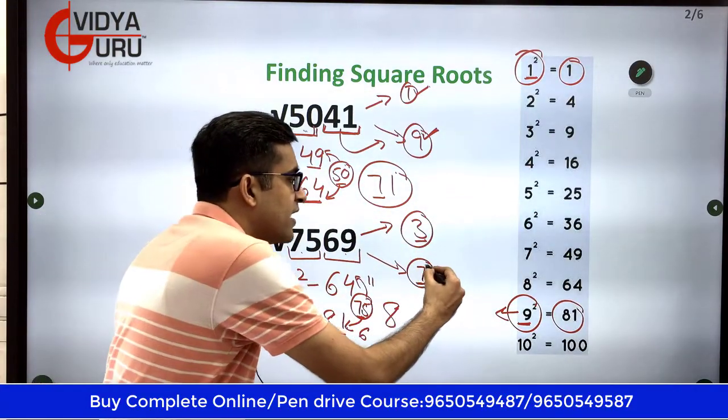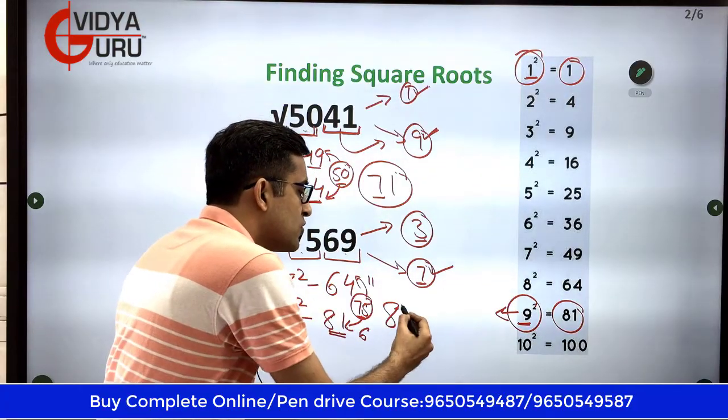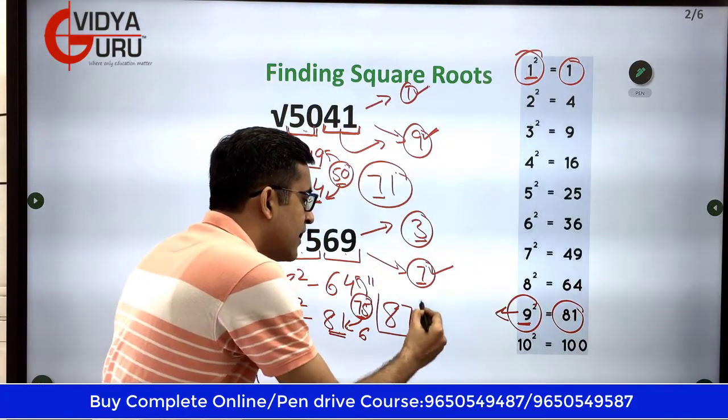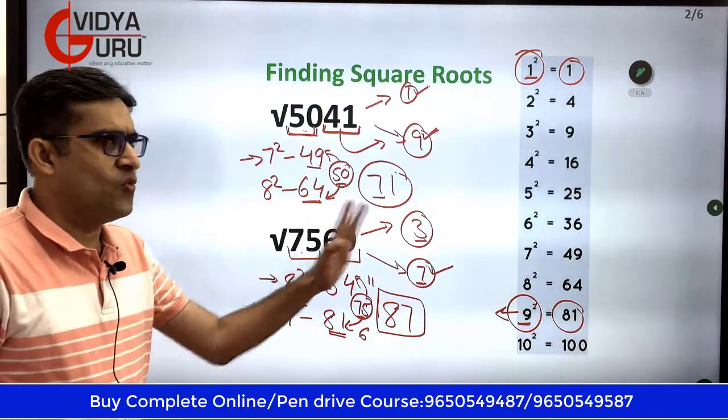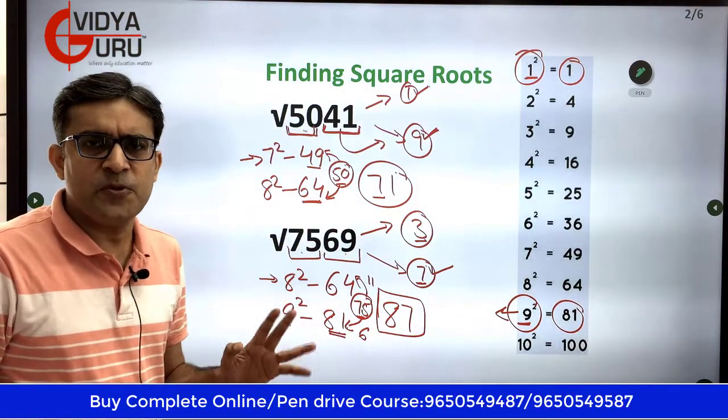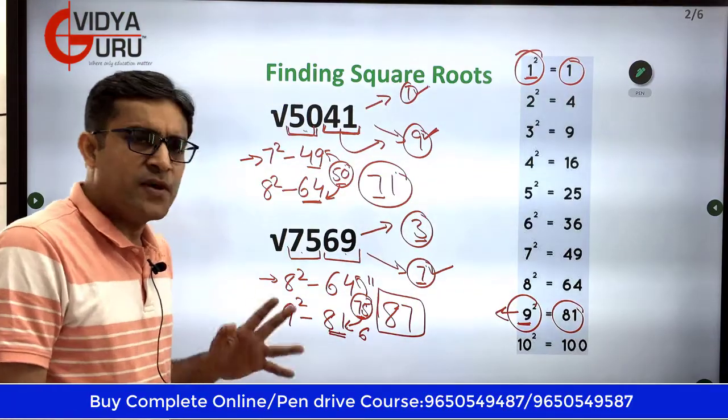Out of 3 and 7, I choose the bigger value 7. So the second digit becomes 7. The answer turns out to be a wonderful 87. Shortcuts which will help you a lot. All you require is a little bit of practice.